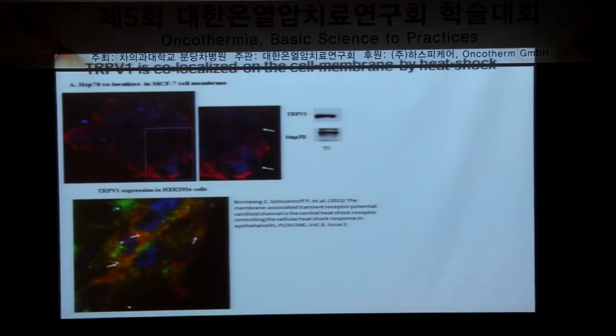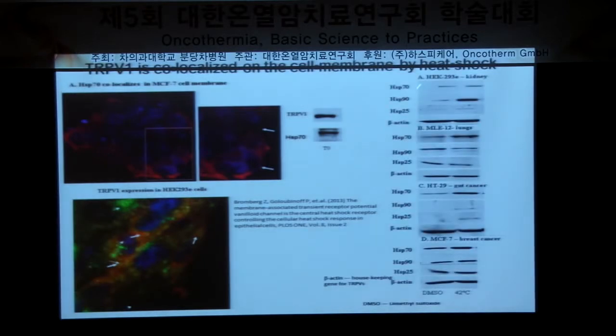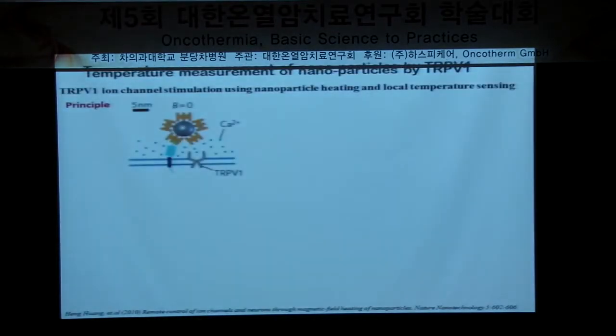You can see from the literature that it is co-existent and co-expressed with HSP70. So the TRPV1 and HSP70 membrane localization is very important, and you can see also HSP90, HSP27 and beta-actin together, coexisting with the TRPV1. There are different experiments. I show only one, on how to measure nanoparticle or nano heating with TRPV1.